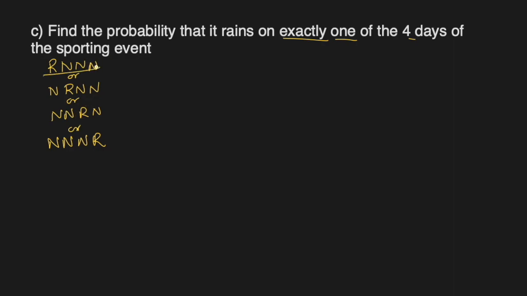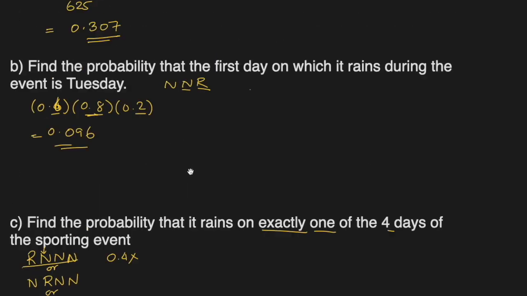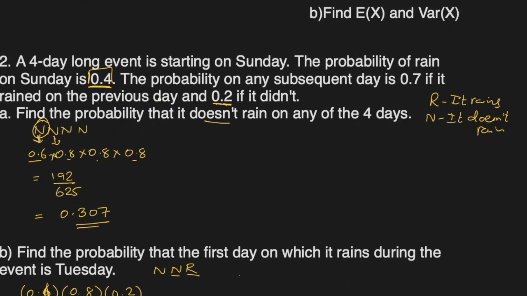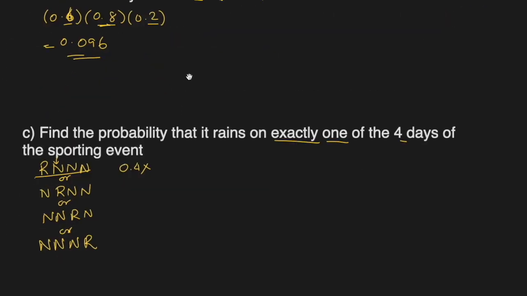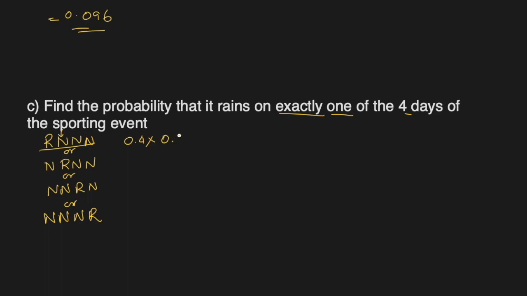So let's focus on this one. Raining on the Sunday is 0.4. Not raining on the next day will be 0.3. Because if it rained on the previous day, the rain on the next day is 0.7, but we do not want the rain, so it will be 0.3. Since it did not rain on the second day, the third day it will become 0.8 and again 0.8. We have to be very careful about writing this, okay?